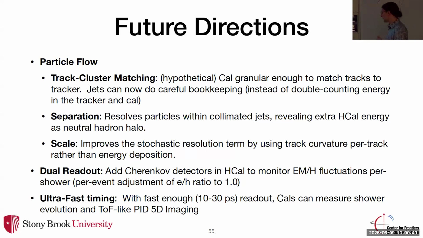We could also do a dual readout where we measure not just the electromagnetic shower, but the Cherenkov light that's being produced in it. And that gives us two independent monitors that are not identical. So that we can get a better sense of the E/H response per shower, and in principle, make it identically one for every shower, which would be the perfect compensation.